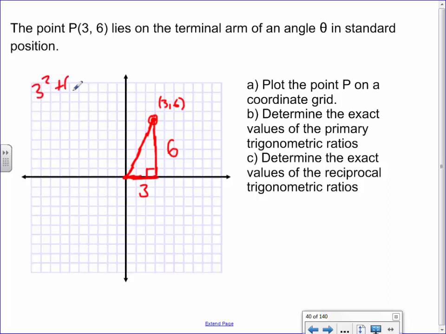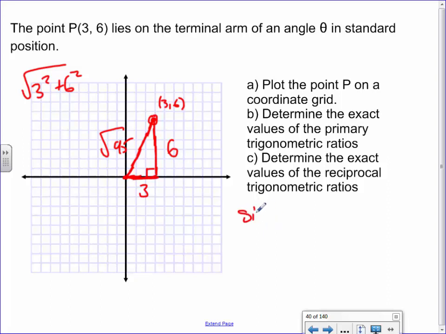3 squared plus 6 squared, square rooted. I got root 45. I'm pretty sure you can reduce that, but for the sake of time, let's just leave it as root 45 for now. Okay. This is the final thing I want to show you today. We can calculate then the 3 primary trig ratios. We'll do secondary ones tomorrow, like this.